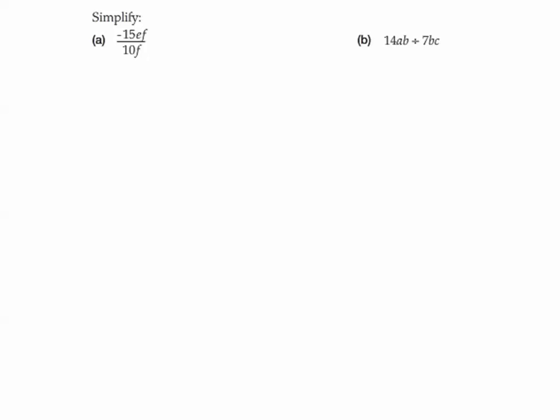So the division works pretty similar to the multiplication here. However, when we're dividing, we know that the number is going to get reduced, so it's going to get smaller. Now, the way we work with the division is, let's have a look at the first one here. We've got negative 15EF, so 15 times E times F, over 10 times F.